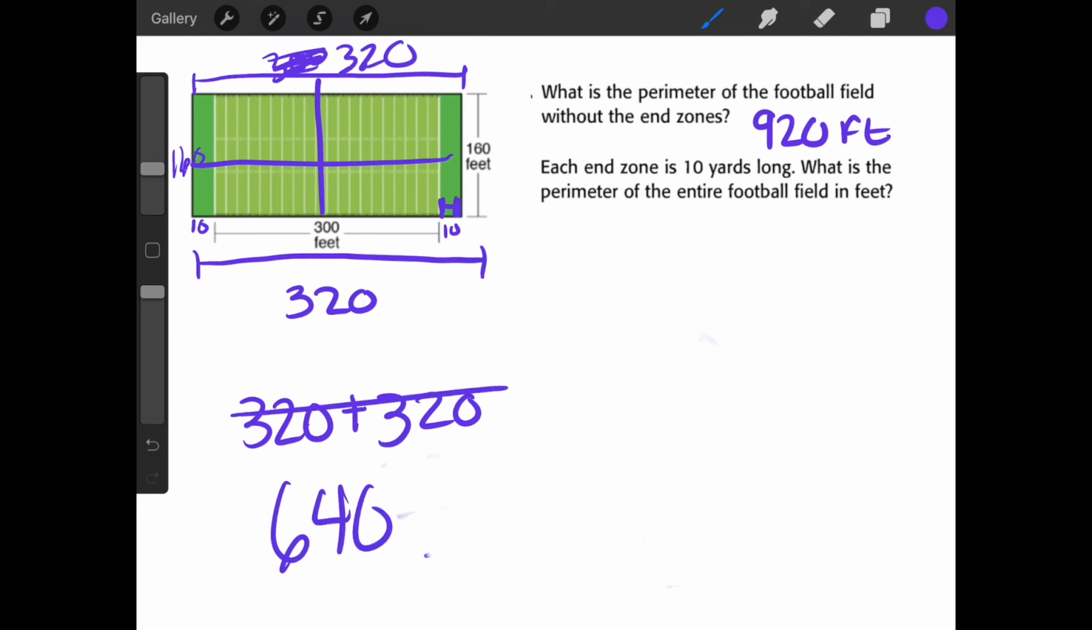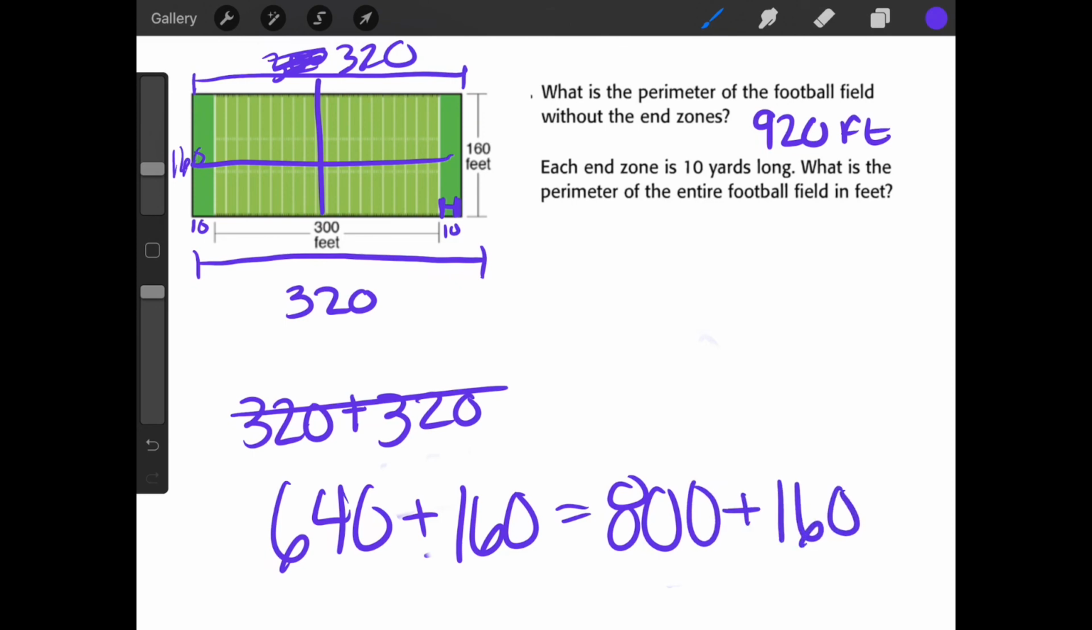So the last sides are done. 640 plus 160 is going to be 800. Now I gotta add one more 160. So that's going to be 960 feet.